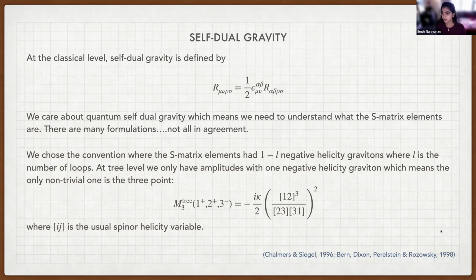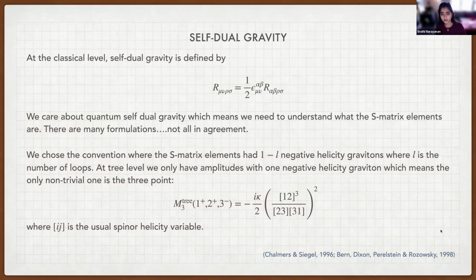So at tree level, where L is 0, that means I just have 1 negative helicity graviton, and the only tree level amplitude we have that's non-trivial is the 3-point plus plus minus amplitude. And so I've used spinor helicity variables here. The brackets 1 2, 2 3, and 3 1 are just the usual spinor helicity things.